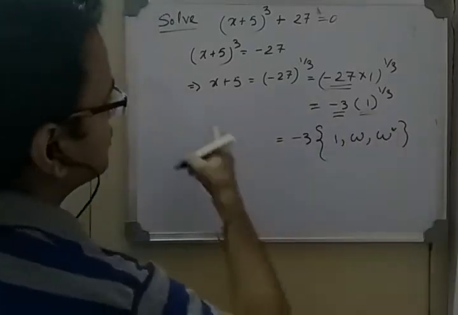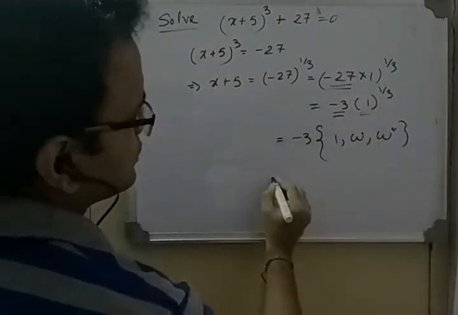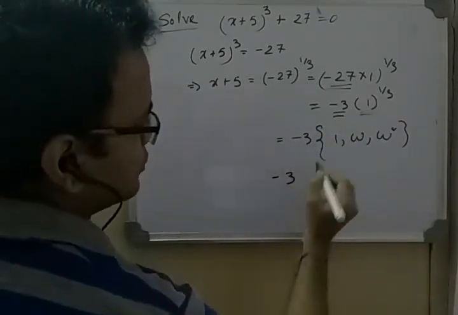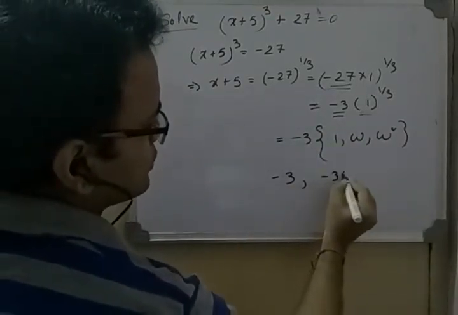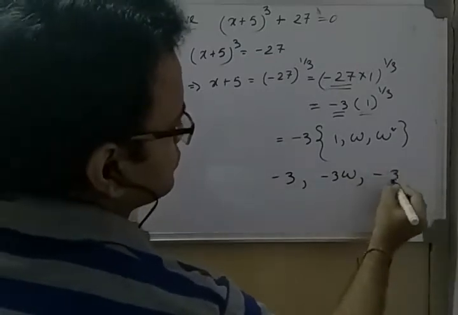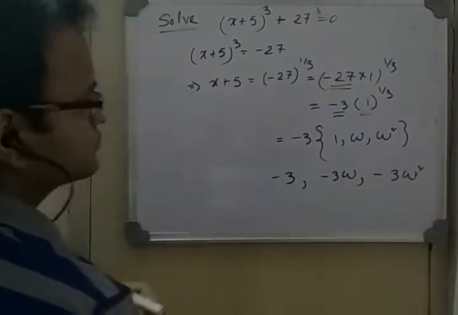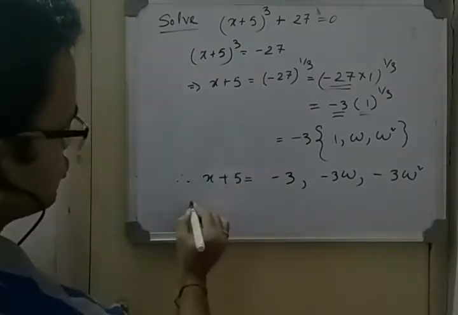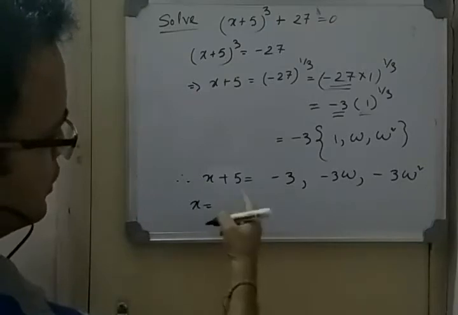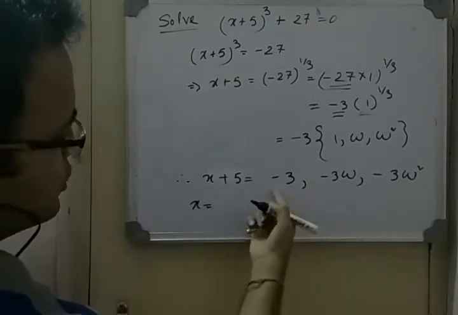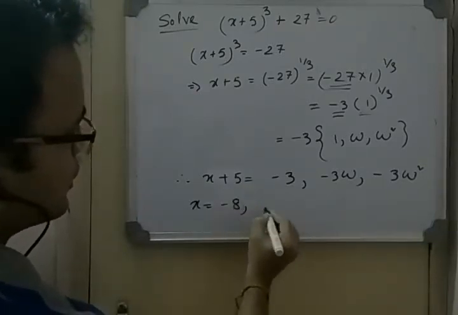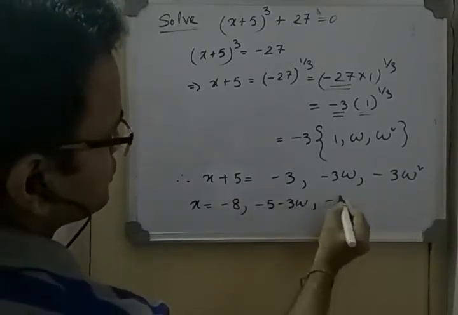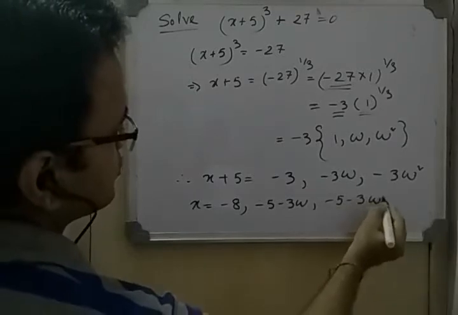Okay, so this means what? When you calculate this, it will give me one root as minus 3 into 1, another root as this, another root as this. So this becomes x plus 5. So what will be x? Take plus 5 to the other side, so it will be minus 5, so it will be minus 8. Next part will be minus 5 minus 3 omega, third part minus 5 minus 3 omega square.